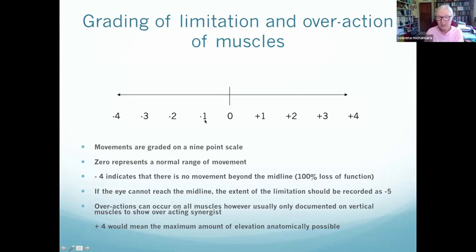Whenever you have two muscles working together, they're going to be yoked, as I said, or they're synergists. And so for every underaction, there will be an equal overaction. So if you have a -1 underaction of one muscle, the synergist will overact by an equal amount, as a rule, not 100%, but as a rule. So we have -4 indicating there's no movement beyond the straight ahead, as in there's no function left at all. That would be a total paralysis. Or if they even can't reach the midline, we do use -5 sometimes. There will be overaction of the muscles, which are the synergists, and the maximum overaction would be indicated as +4.